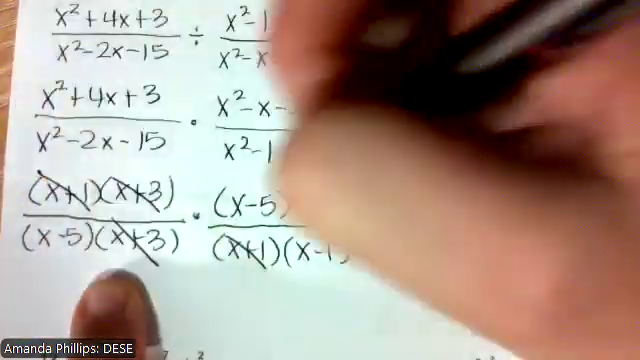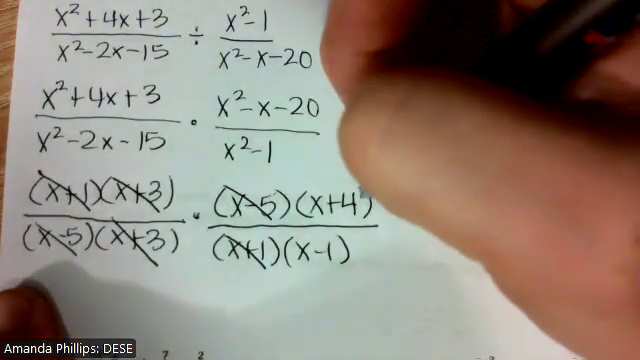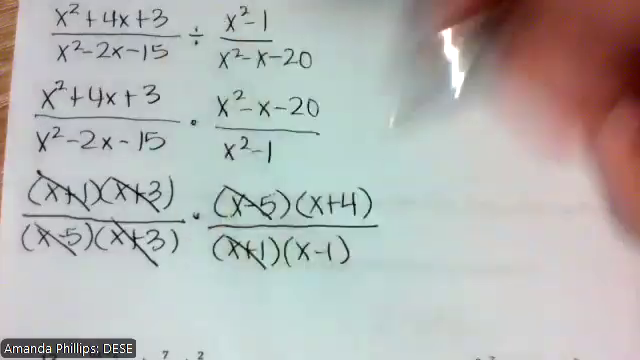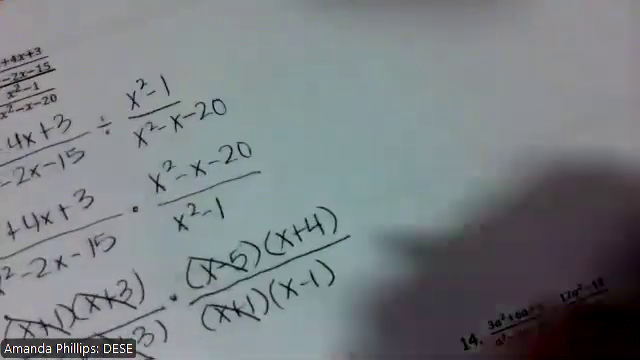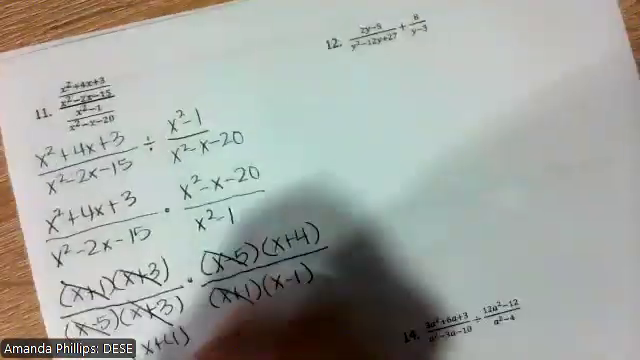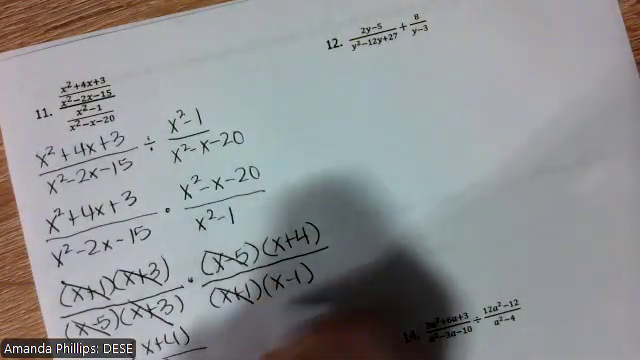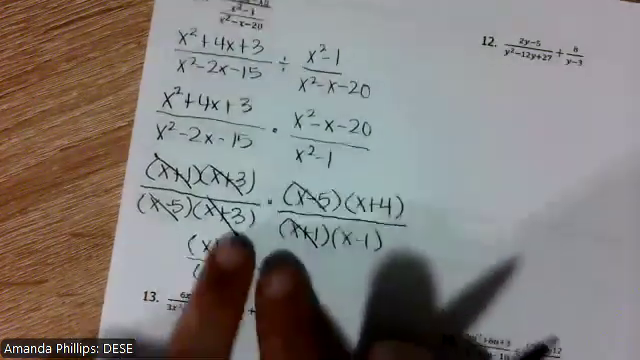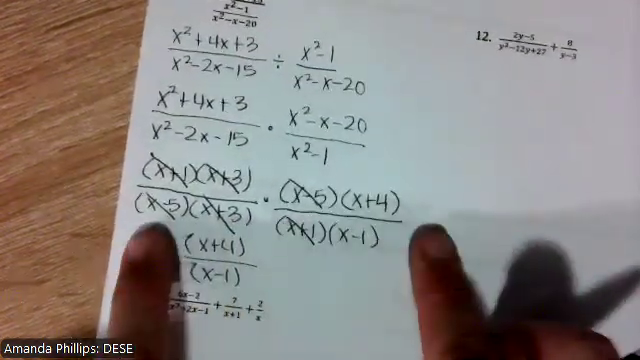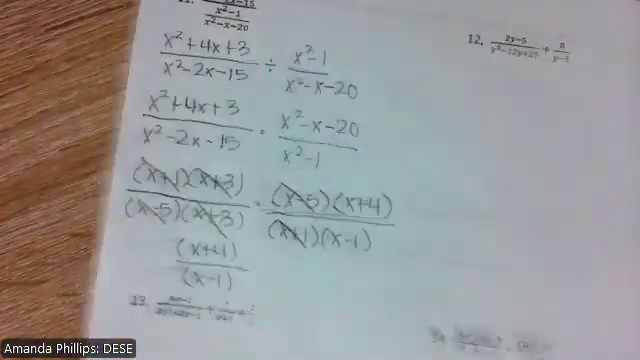Yep. X minus 5. Yep. X plus 4. Nope. And so once I make it through my numerator, I don't have to go back and check my denominator because I've been checking it at the same time, right? So I just write what's left over. So I have x plus 4 over x minus 1.